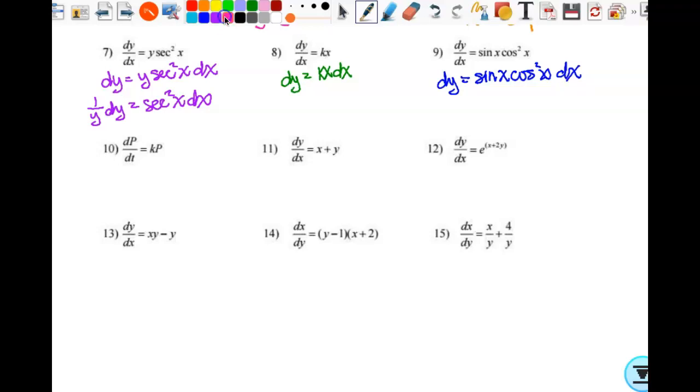All right, so 10, we start with whatever the denominator is, right? So dp equals k times p dt. Love that t. Am I done? No, what do I do next? Divide by p. So 1 over p dp equals k dt. Are we all okay with that? Yes? Okie dokie.